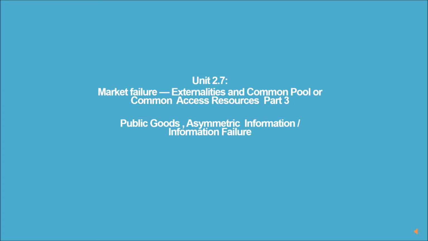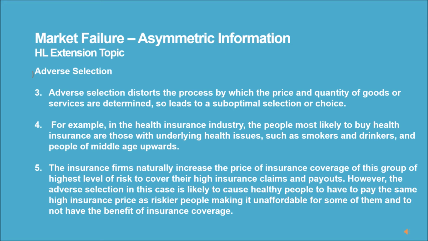Unit 2.7. Market failure, externalities and common pool or common access resources. Part 3. Public goods, asymmetric information, information failure. 3. Adverse selection distorts the process by which the price and quantity of goods or services are determined, so leads to a suboptimal selection or choice.